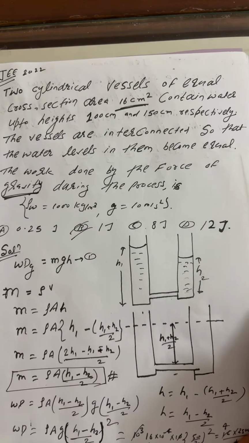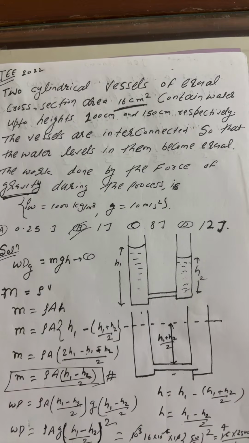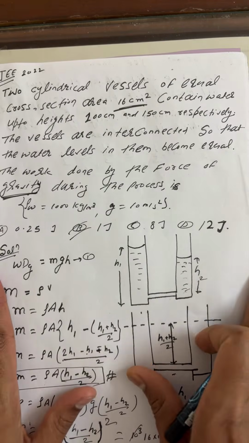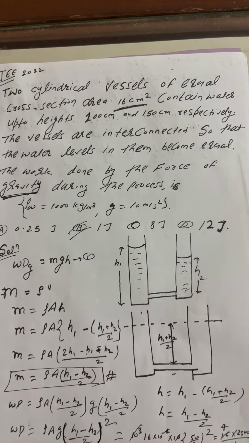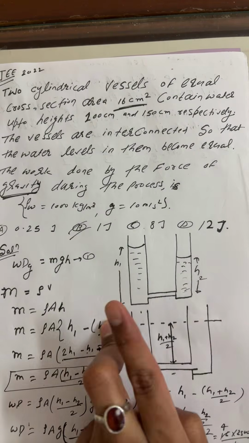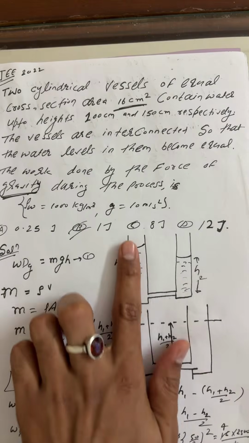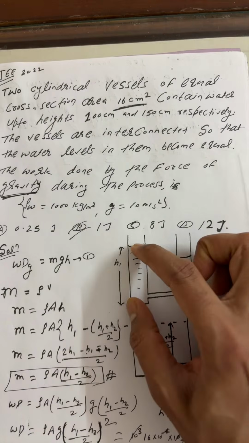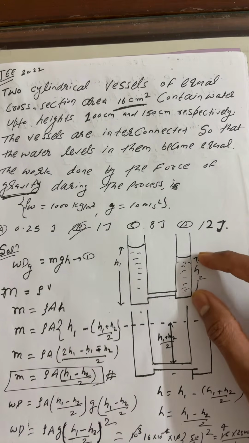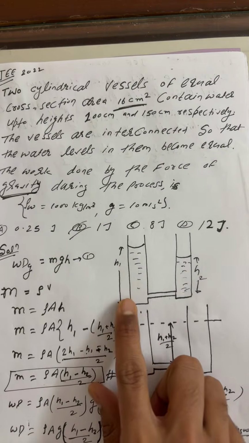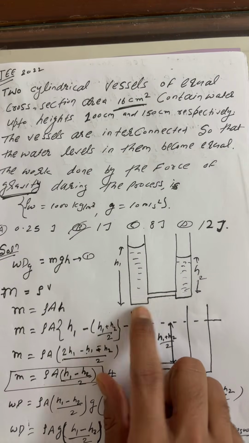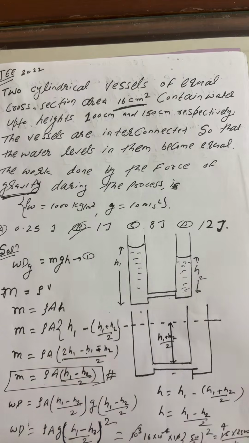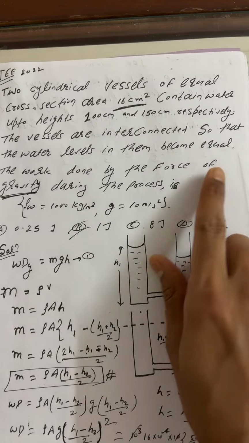This is JEE 2022. What is its formula? I started with this question explanation once the live was started. I can see there are two columns. In this column, this is H1 height, the water field. In column number 2 this is the height. These two are interconnected to each other. Then we have to find the work done due to gravity.